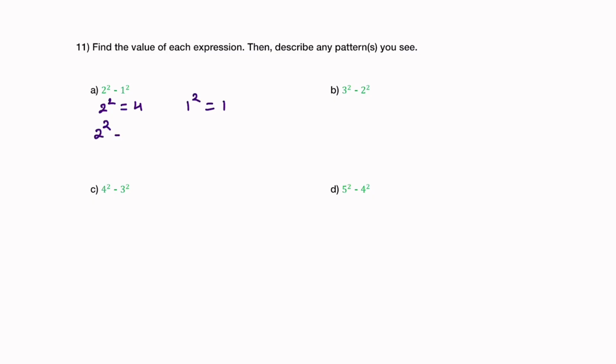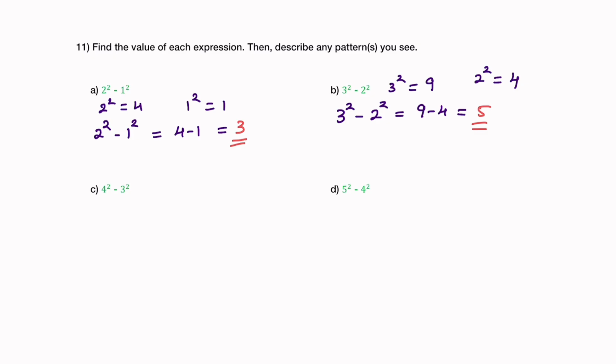So 2 square minus 1 square is going to be 4 minus 1, which is 3. I'm going to write my answer with a different color for us to observe the pattern. Then the next one here. 3 square is 9 and 2 square is 4. So 3 square minus 2 square will be 9 minus 4, which is equal to 5.